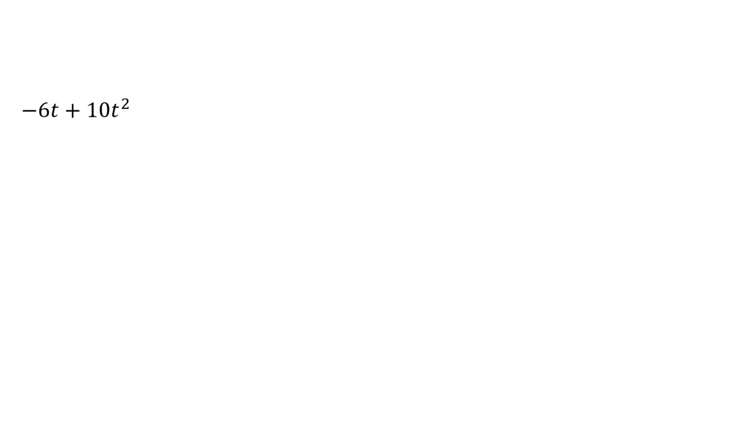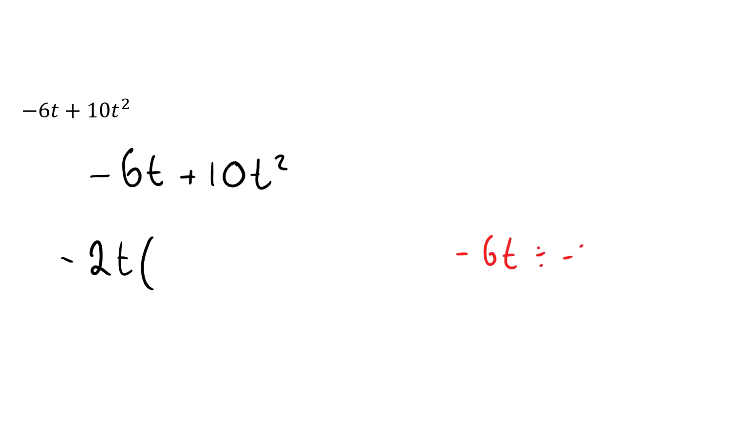So here's another one. So I'm going to do this one without writing my list out. So just by looking at 6 and 10, I know we're going to have a factor of 2. So I'm going to write 2 out the front. Both have the letter T, so I'm going to write that. I do notice there's a negative out the front, so I'm actually going to pull that out as well. So what that means is, now instead of having a negative here, I'm going to go negative 6t divided by negative 2t, and that equals 3.